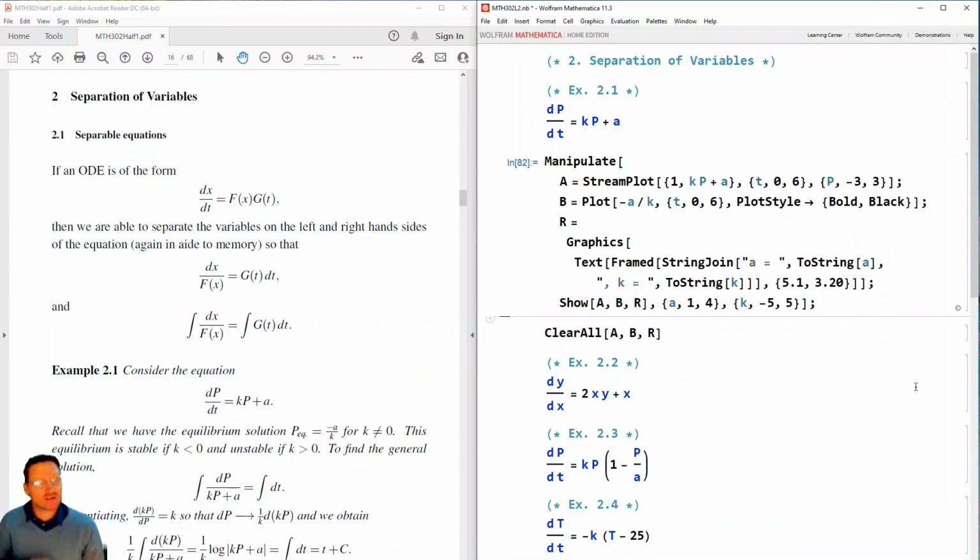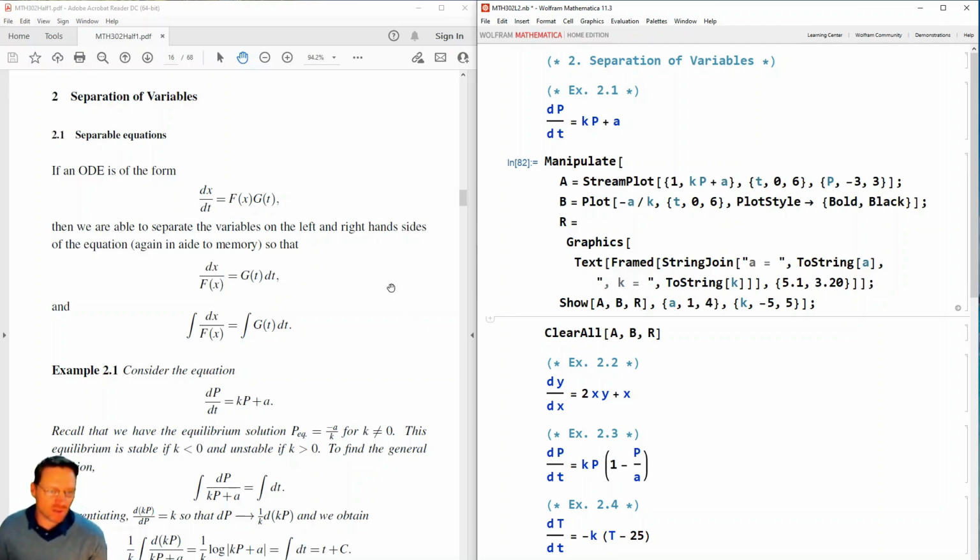Okay, today we're going to start looking at separation of variables. Now, an ODE is said to be separable if the derivative, here it's written in terms of dx on dt, can be expressed as a product of a function of x and a function of t. But of course it could be dy on dx or dp on dt or something like that. Essentially, if you can separate it as a product, then you can separate the integrals and then integrate.